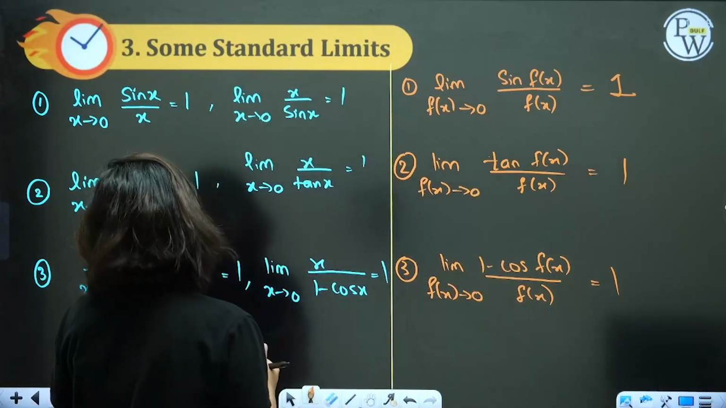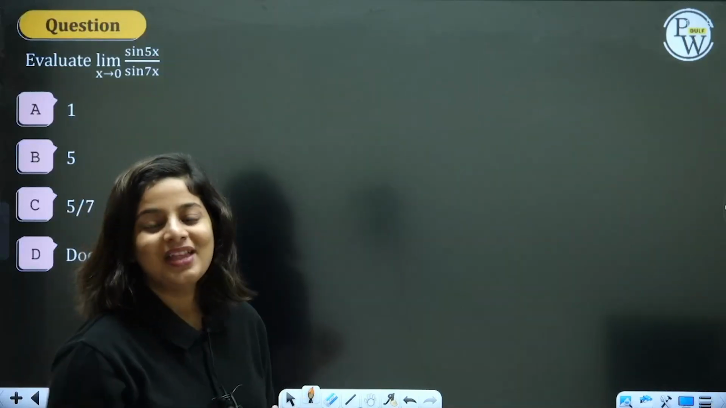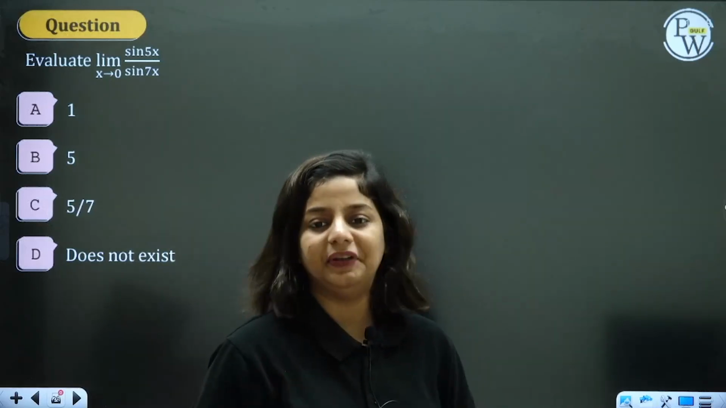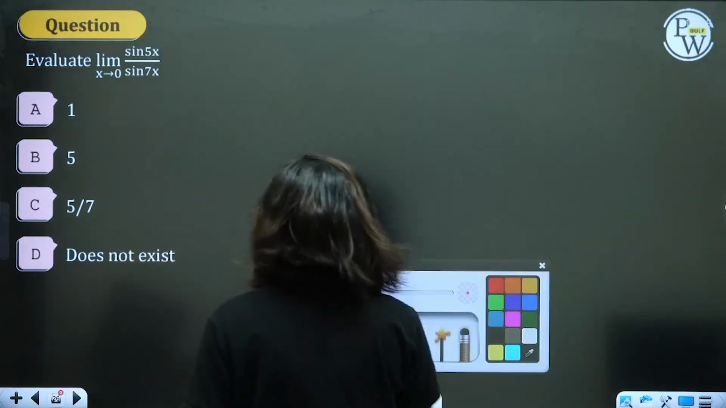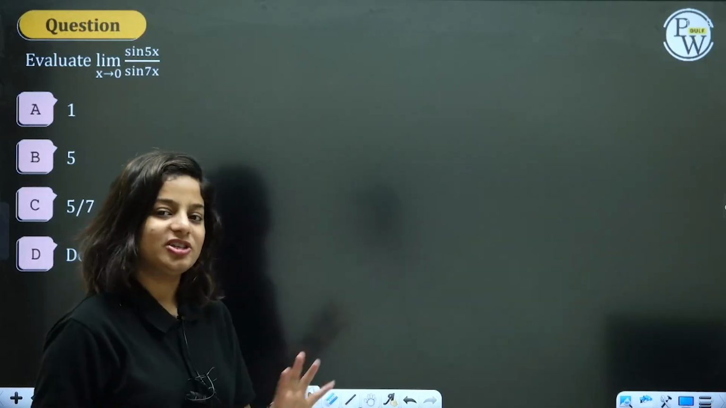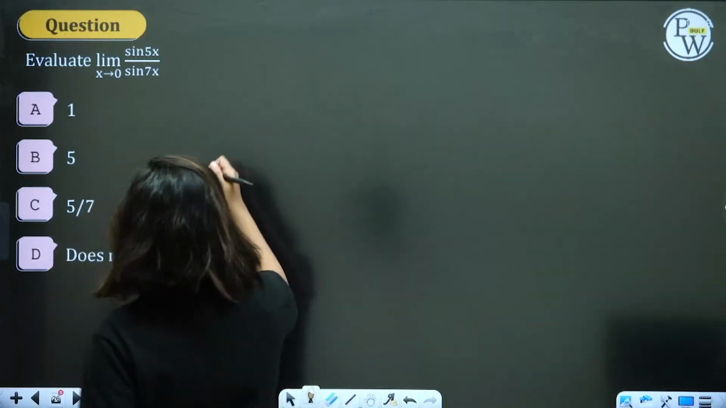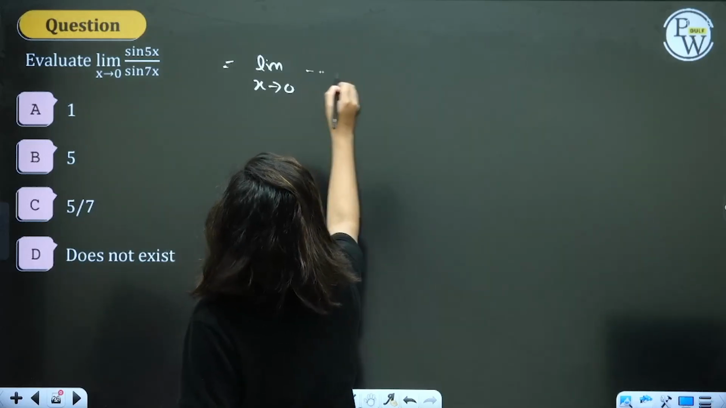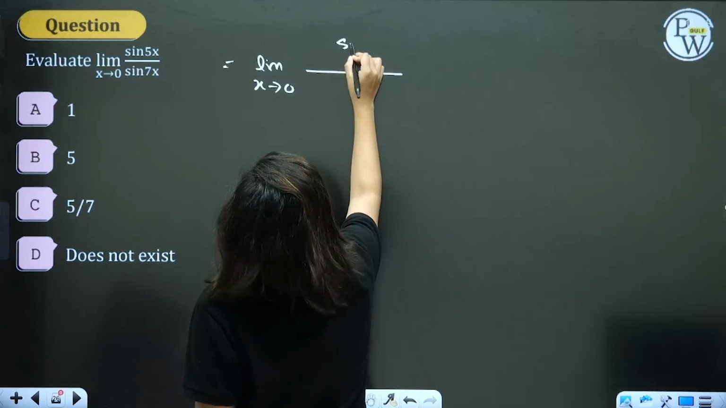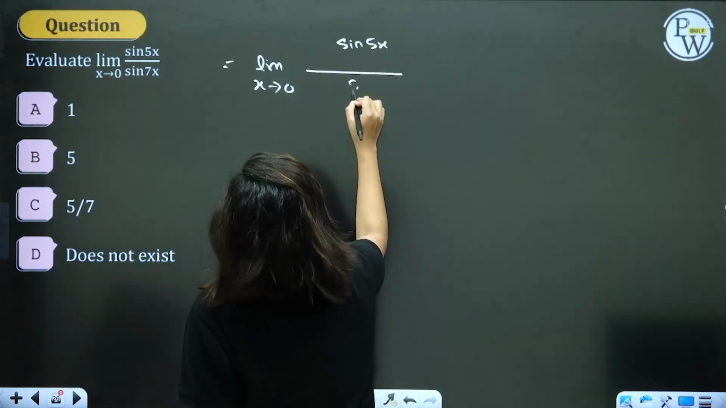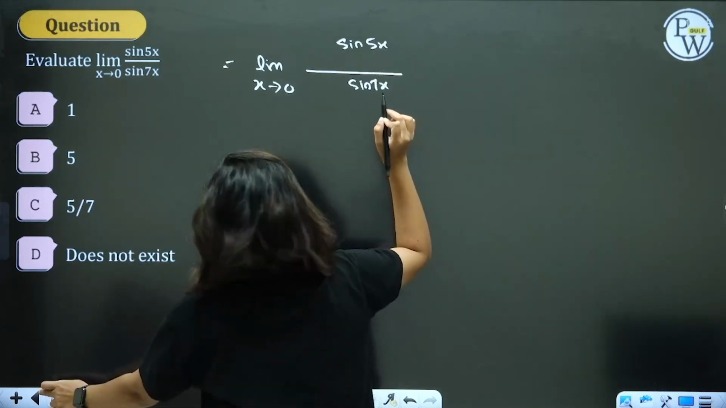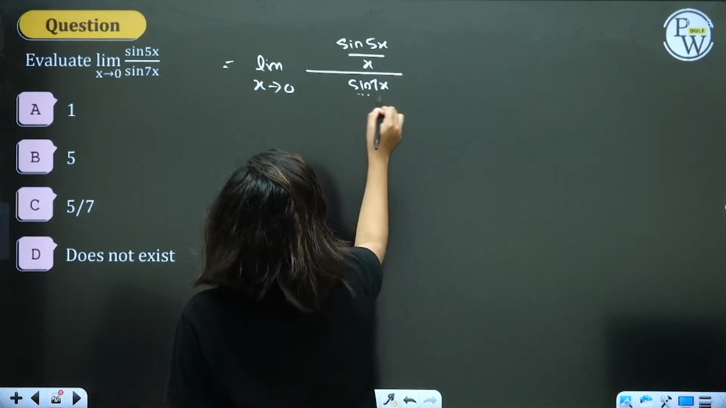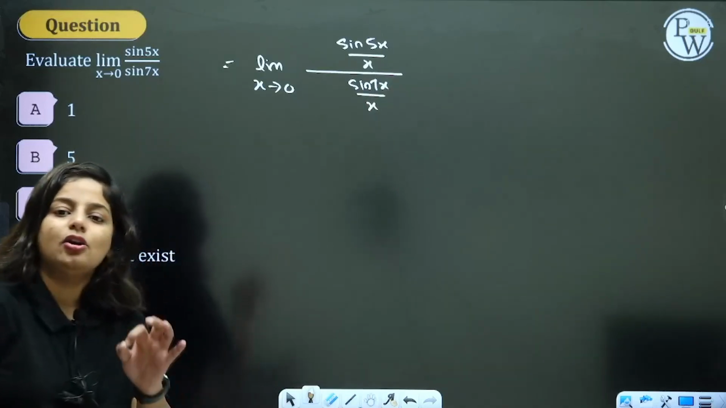What is this adjustment? Let's apply it in a question. Sin 5x upon sin 7x. Whenever you see sin, tan, you should be very happy. Why should you be happy? Because with little adjustment, they settle. They are very simple functions. In sin, I am missing the denominator of sin. So the denominator we are missing is x. Let's divide numerator and denominator with x.